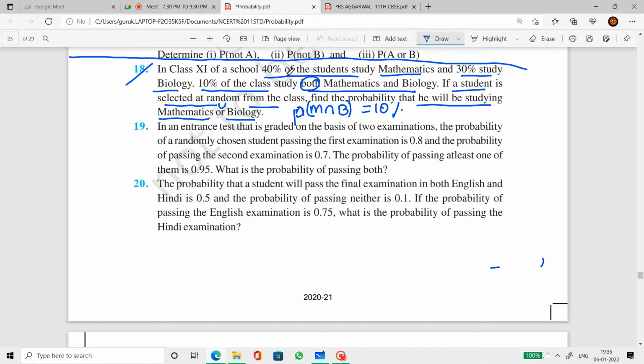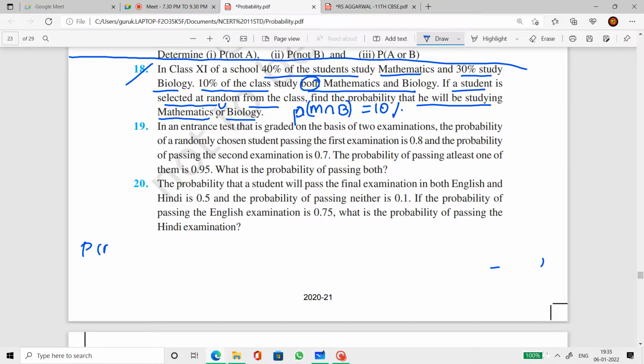The number of people studying maths is 40%, so P of M is 40 by 100. The number of people studying biology is 30%, so P of B is 30 by 100. The number of people studying both, P of M intersection B, is 10%, and you need to find P of M union B.